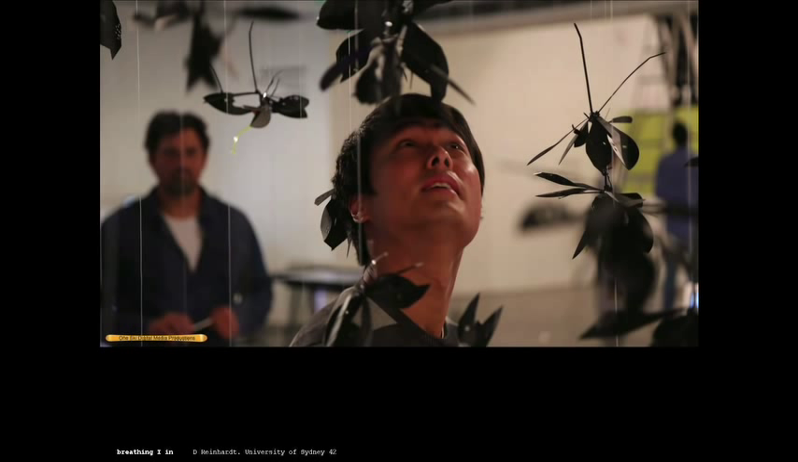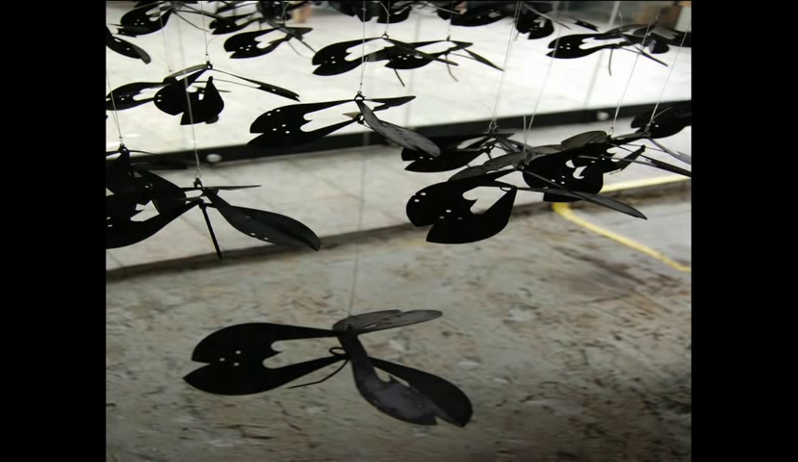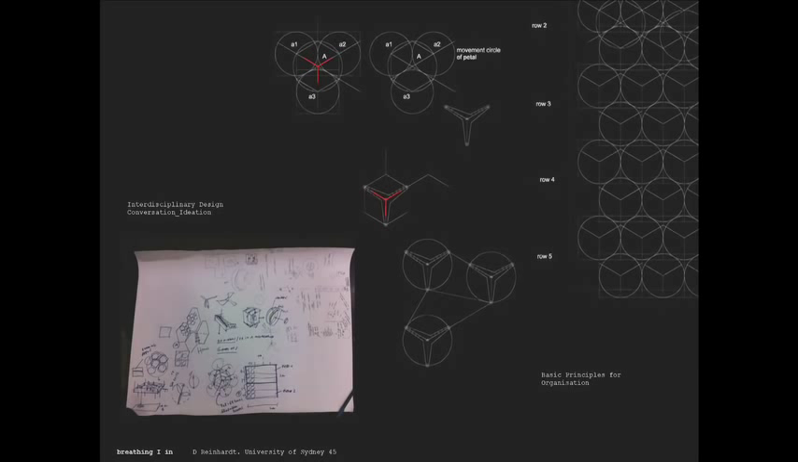Now, for Black Shroud, which we have been producing for the pop-up gallery in the Rocks as part of the Organized Cacophony, we've been looking at a more simplified system. Again, we've been looking at the idea of the flowers, and how that is prompted into being. But at this moment, we're going through an idea of Marion, and well, I shouldn't really say Marion. It's something like an operator.